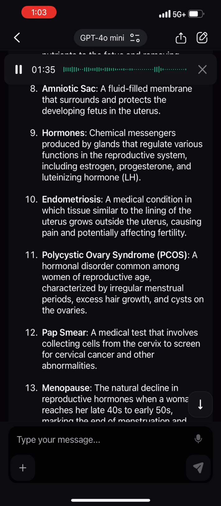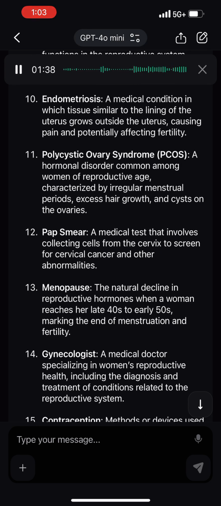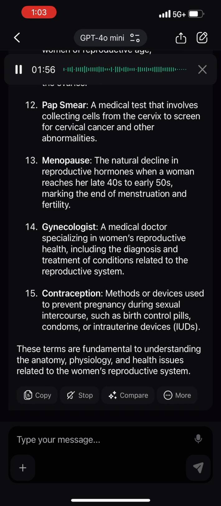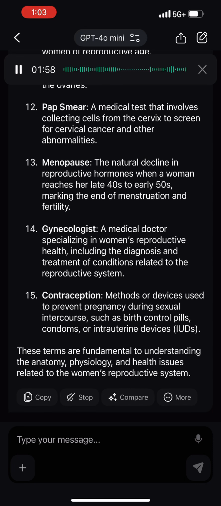11. Polycystic ovary syndrome, PCOS, a hormonal disorder common among women of reproductive age, characterized by irregular menstrual periods, excess hair growth, and cysts on the ovaries. 12. Pap smear, a medical test that involves collecting cells from the cervix to screen for cervical cancer and other abnormalities. 13. Menopause, the natural decline in reproductive hormones when a woman reaches her late 40s to early 50s, marking the end of menstruation and fertility.